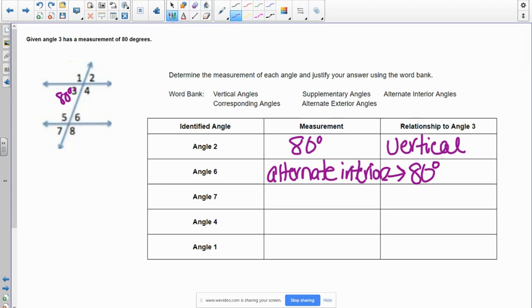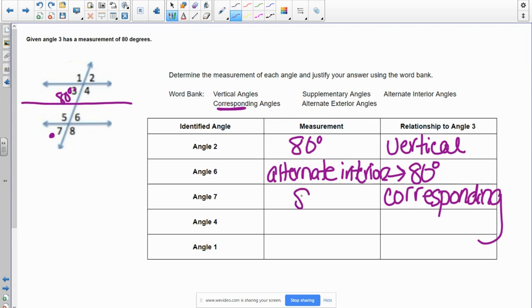Okay, going back to angle 3 again. This time we want to see 7. So we're looking at this one. Well, angle 3 and angle 7 are corresponding. So we'll write the word corresponding angles. The same angle. Remember, we cut that in half. We put 1, 2, 3, 4 on top of 5, 6, 7, 8. 3 and 7 would line up or lay on top of each other. So they are the same measurement. So since 3 is 80, so is 7.